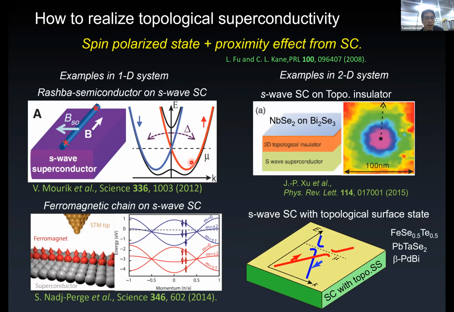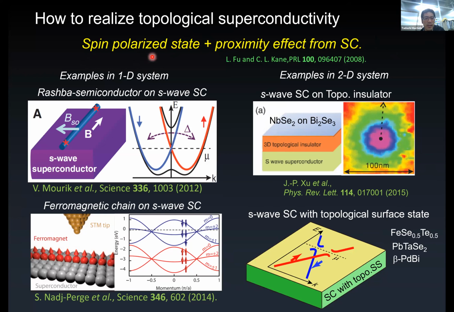Okay, so let me give you a brief introduction to my talk. Maybe you know that it is very important to realize topological superconductivity, of course, as a platform for Majorana quasi-particles. One of the promising ways to realize topological superconductivity is the opening of the superconducting gap on the spin polarized topological surface states by using the proximity effect from conventional superconductors, which was originally proposed by Professors Fu and Kane about 10 years ago.